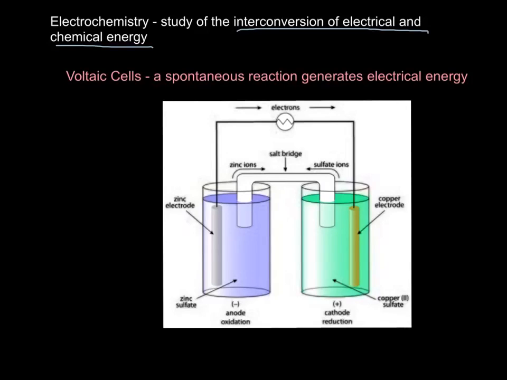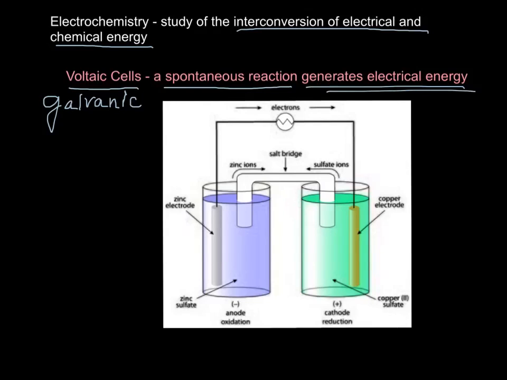Okay, so the first example is a voltaic cell. That's the first kind of cell we're going to look at. It's sometimes called a galvanic cell. They're kind of interchangeable. Galvanic's a little more old school. This is when you take a spontaneous reaction and you allow it to occur, and it generates electricity for you, and then you can use that electricity to, say, light a light bulb. Batteries are basically voltaic cells.